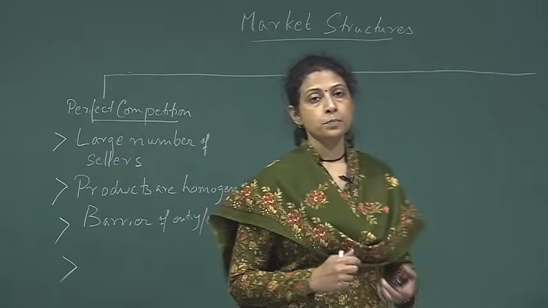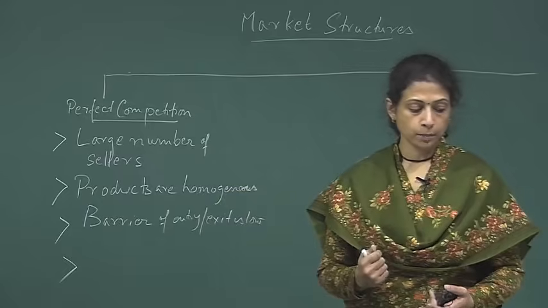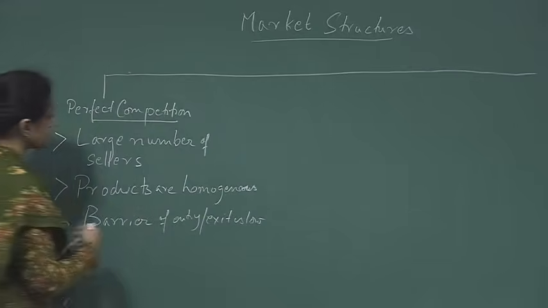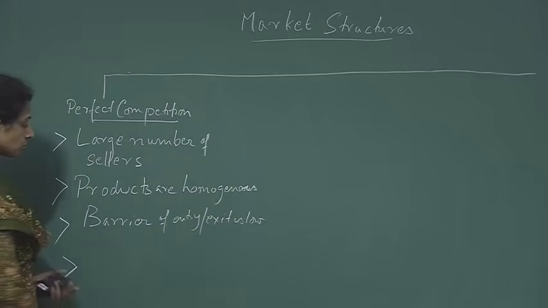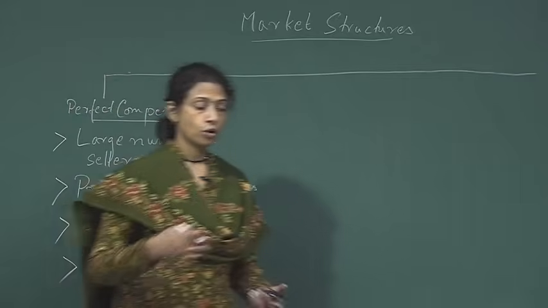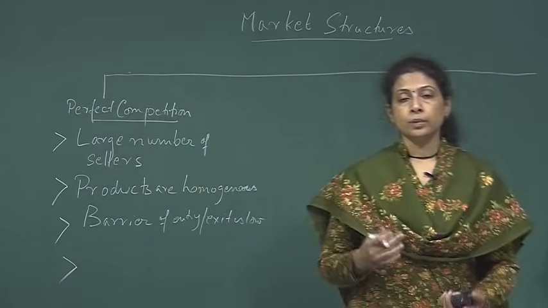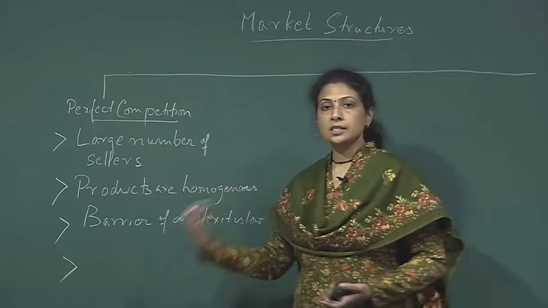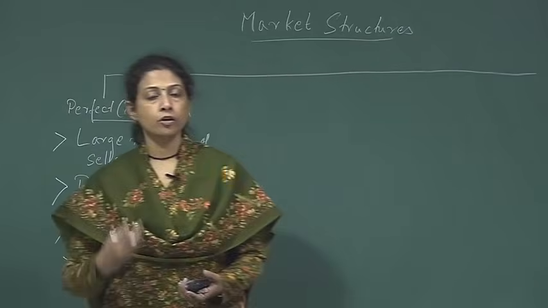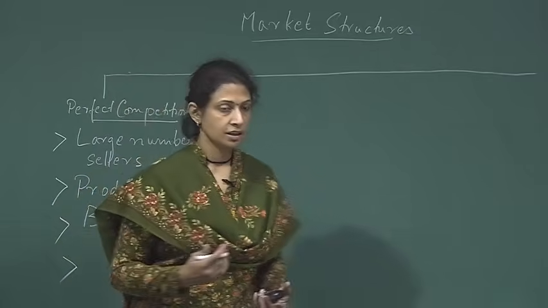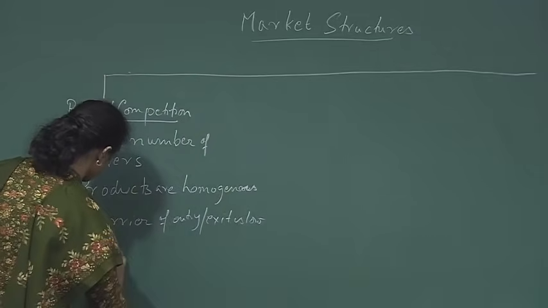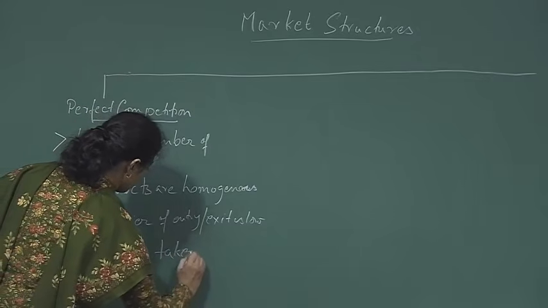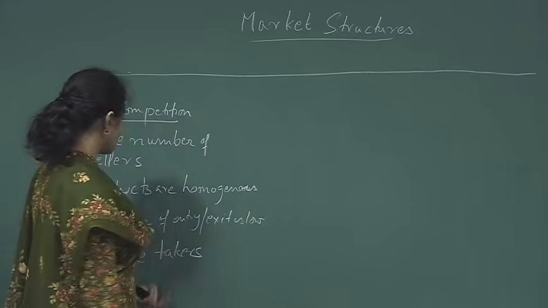Fourth is the market power of the individual seller. As we have already seen, there are a large number of sellers, the products are homogeneous, and there is no barrier of entry or exit in the market. So all the sellers in this market are price takers. Basically, the market power of the individual seller is almost nil. So they are all price takers.